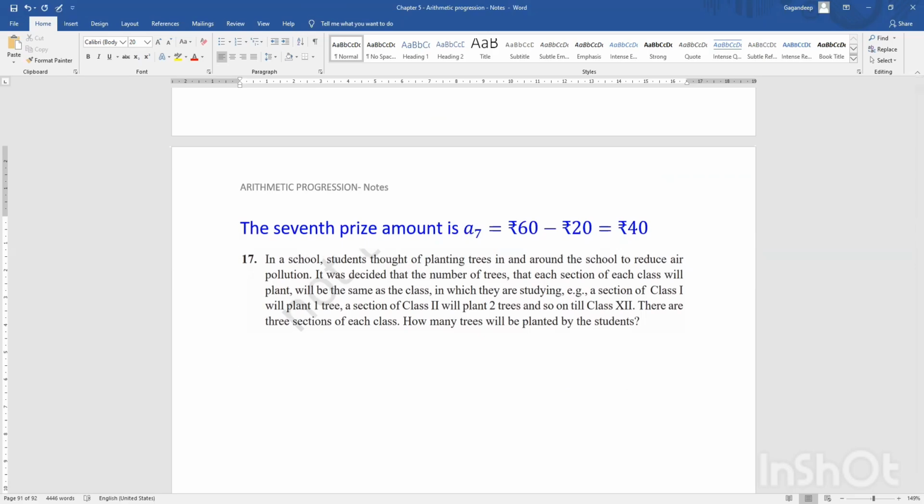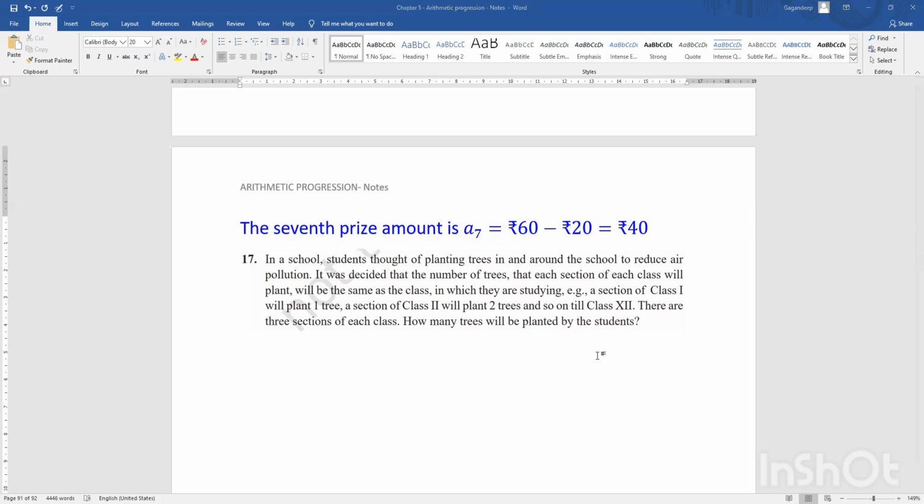In a school, students thought of planting trees in and around the school to reduce air pollution. It was decided that the number of trees that each section of each class will plant will be the same as the class in which they are studying. Example, a section of class 1 will plant 1 tree, a section of class 2 will plant 2 trees, and so on till class 12. There are 3 sections of each class. How many trees will be planted by the students?